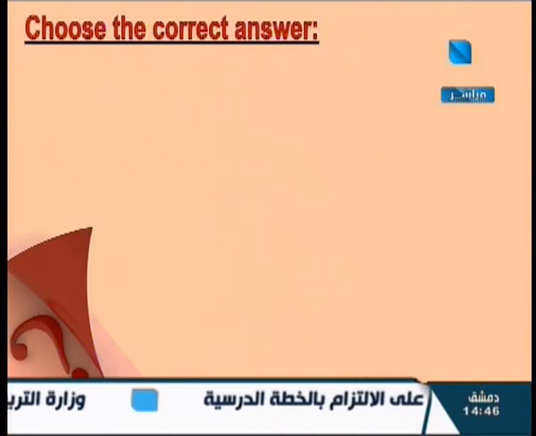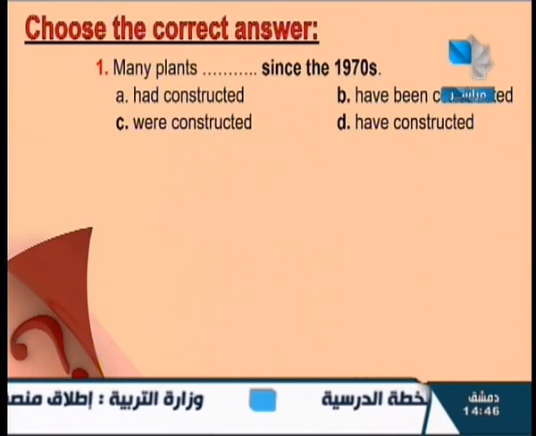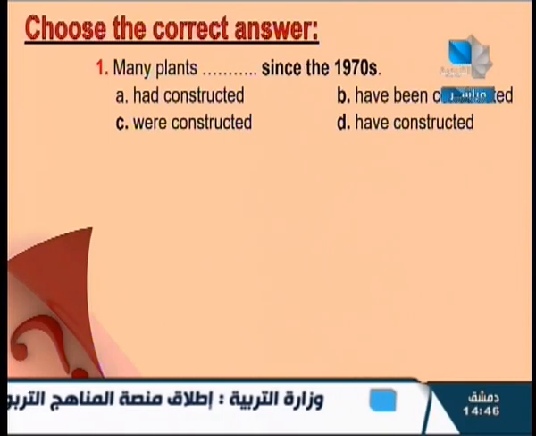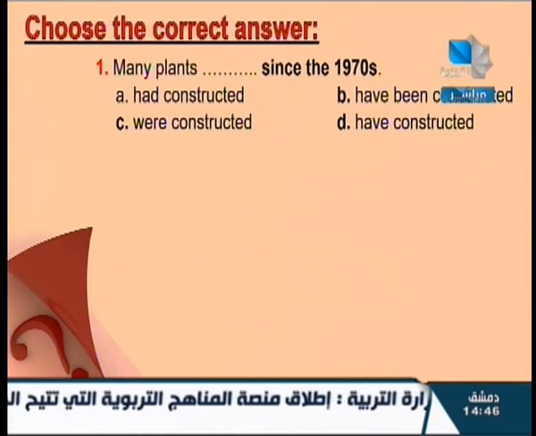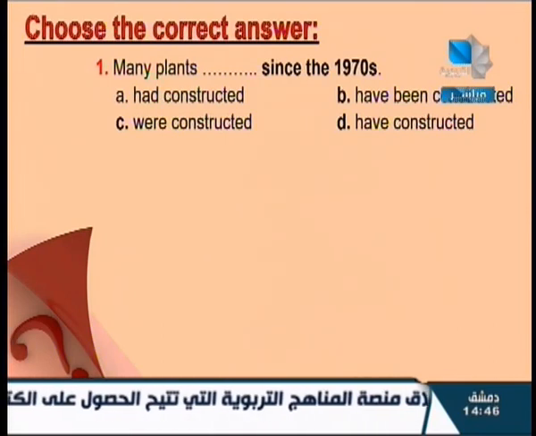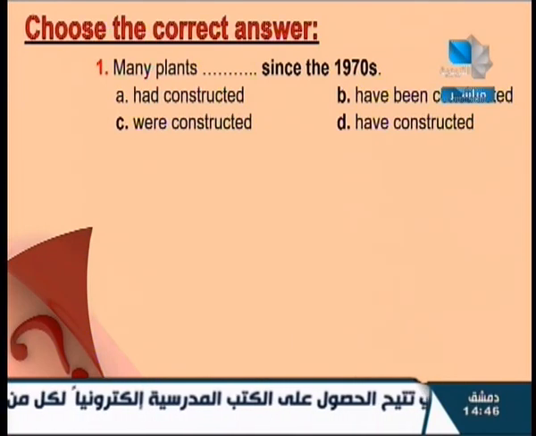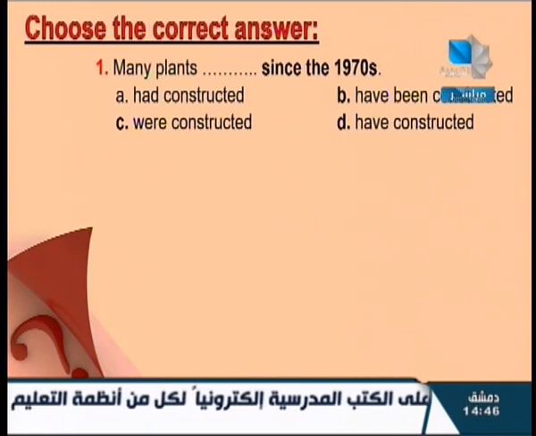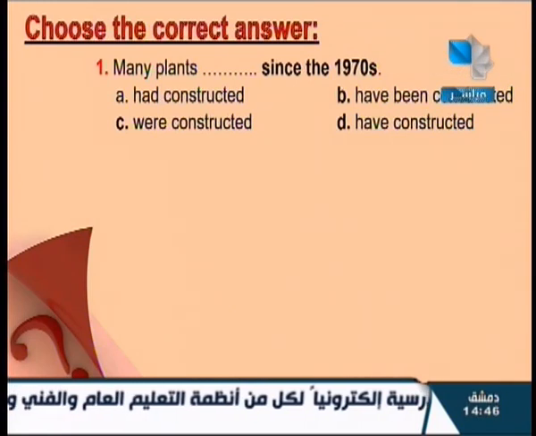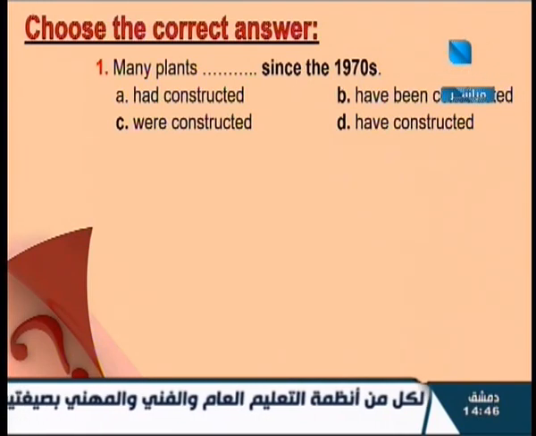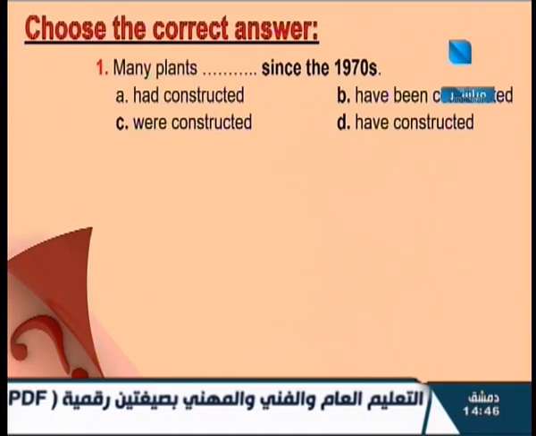An exercise now. We have to choose the correct answer. The first one: many plants since the 1970s. We have had constructed, it's active in the past perfect. We have been constructed, it's a present perfect passive. Were constructed, past simple passive. And we have constructed, it's a present perfect active.